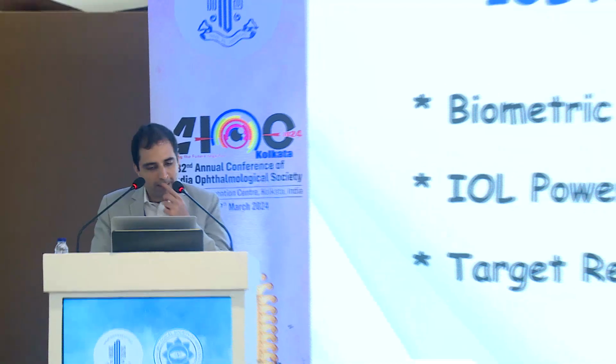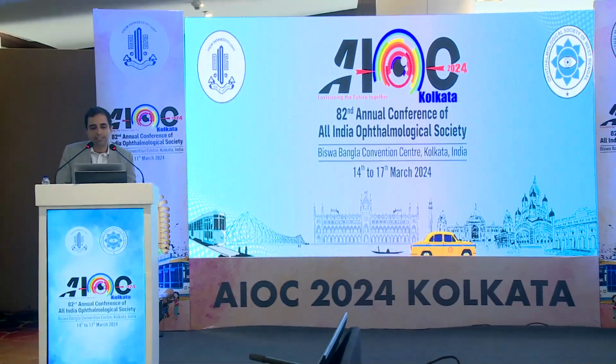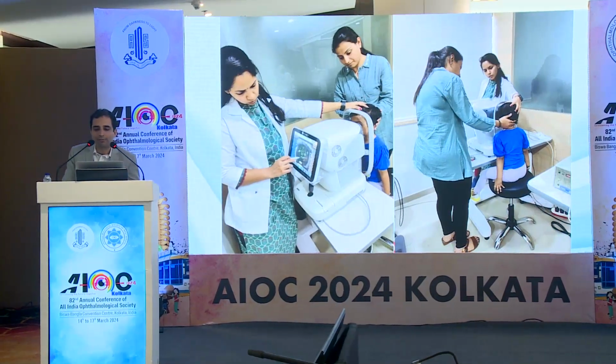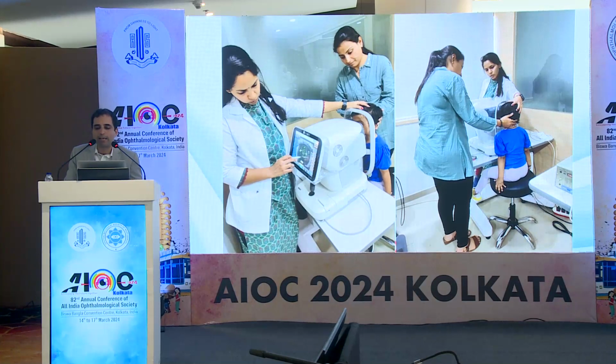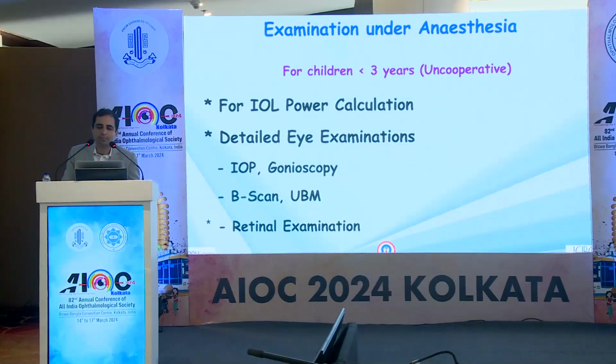So the primary challenges are getting a good measurement in children, what formula to use, and the target refraction. In older children who are able to sit up and allow us measurements on a machine, obviously we calculate as we would do in an adult person, except for the target refraction. But the majority of pediatric cataracts are in uncooperative children, less than 3 years of age.